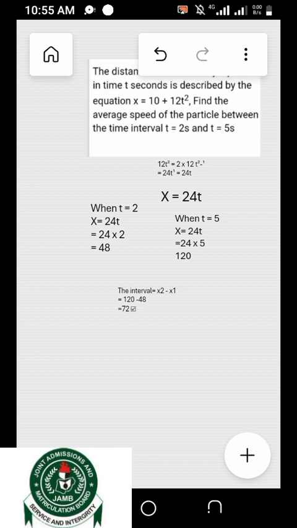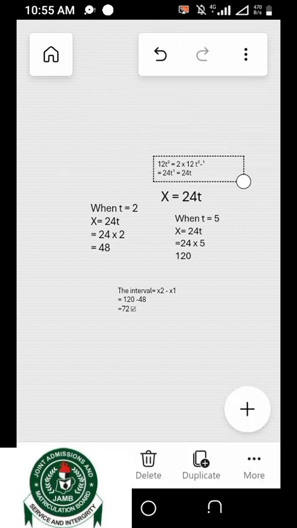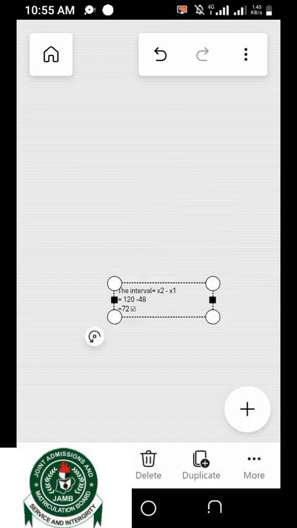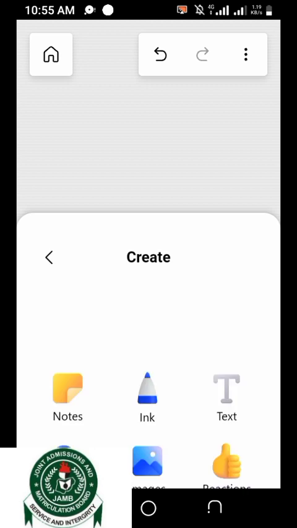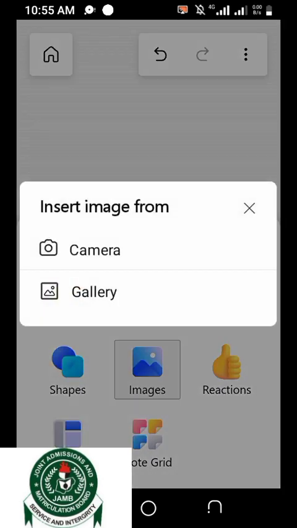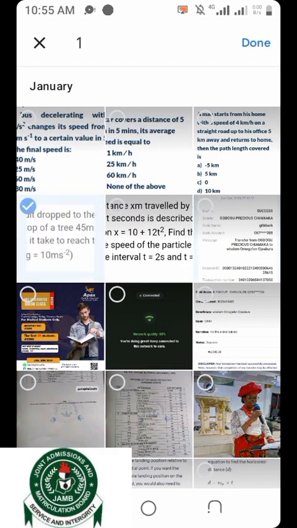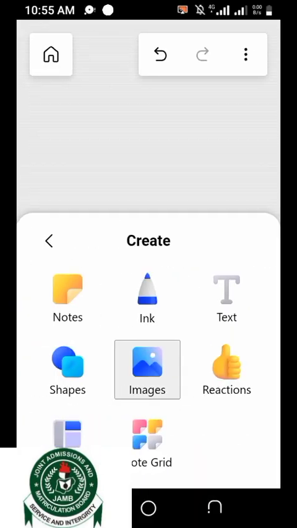Okay, let's move to another question in motion. I believe you understand this. Let me get the question right. So let's look at another question in motion. I think this should be a simple one, right? Yeah, this should be a simple question from motion.